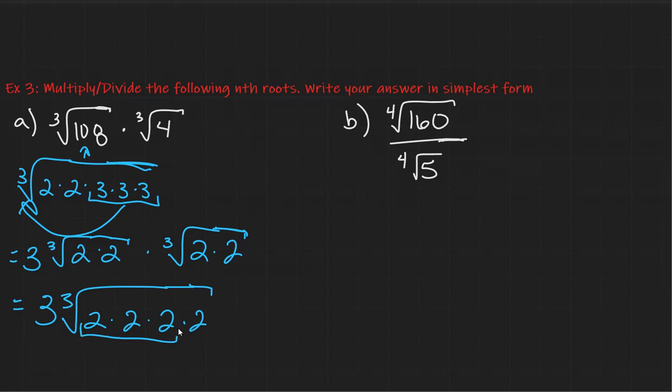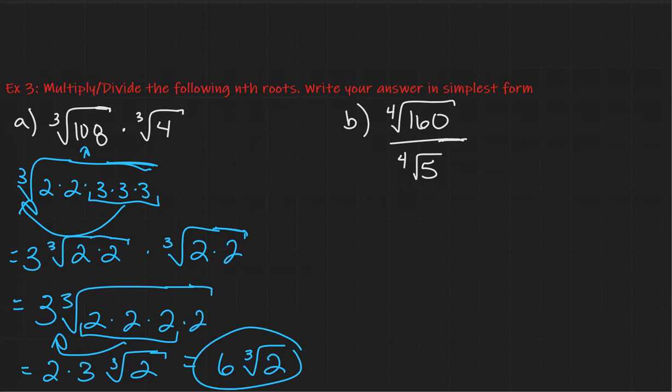Oh, look, we have a triplet of 2's right here. So that's going to come out as a 2. So I get 2 times 3 cube root of 2. 2 times 3 is 6, so 6 cube root of 2. What we could have done is also just multiplied 108 by 4 and then broken it down from there. It doesn't matter how you do it, as long as you do it.